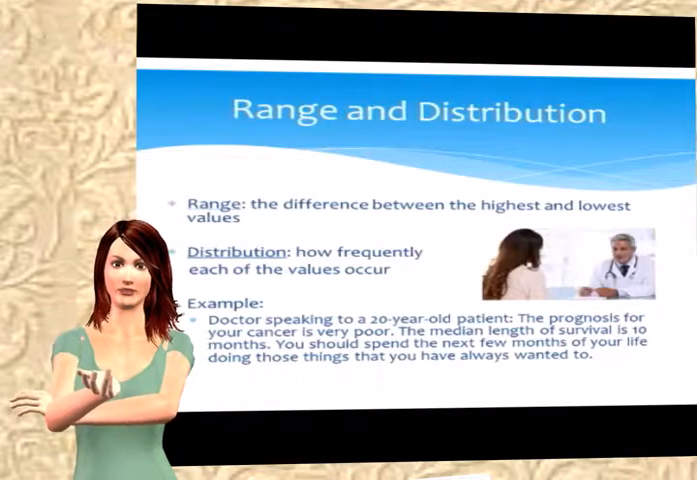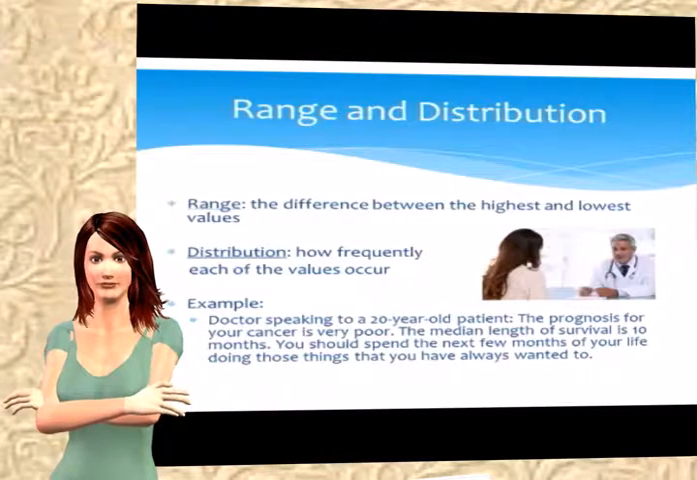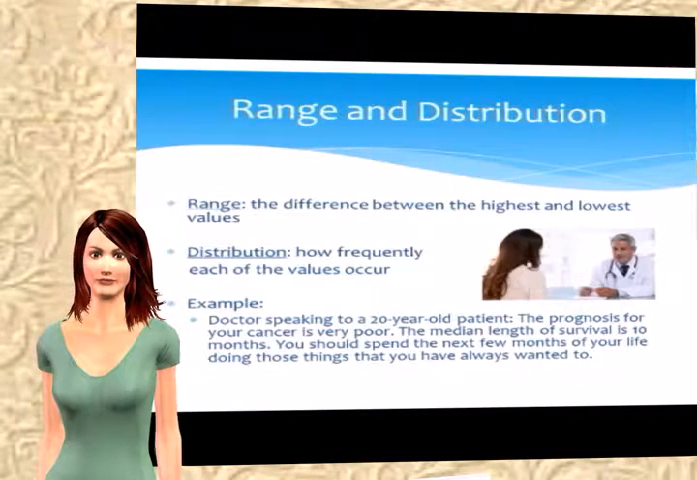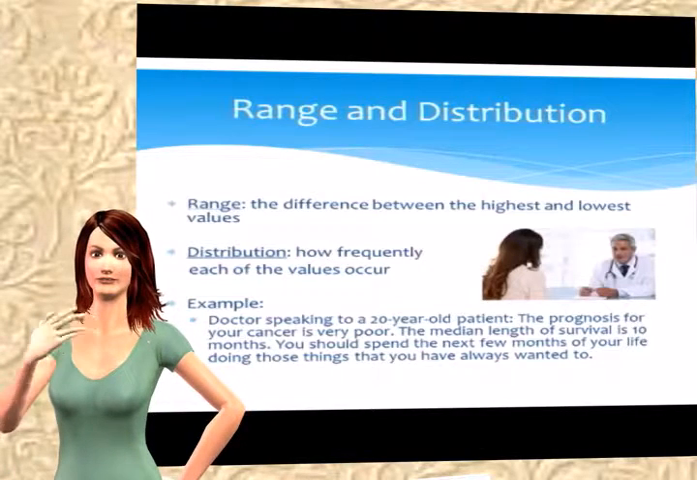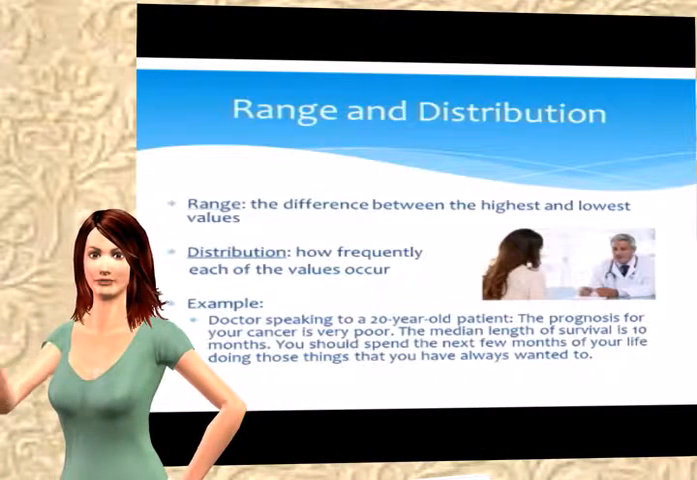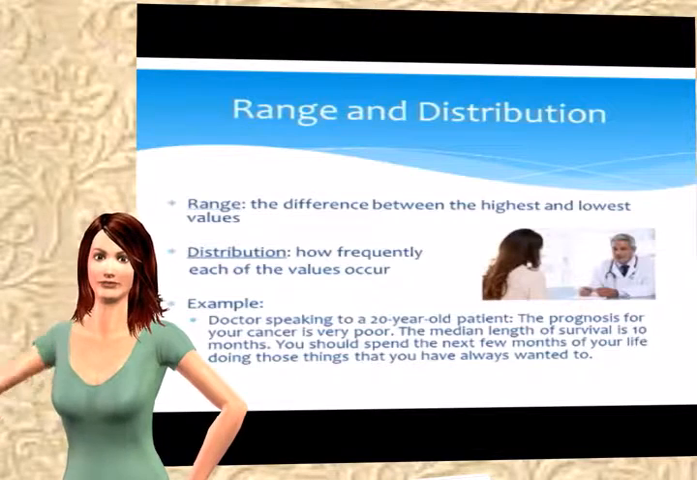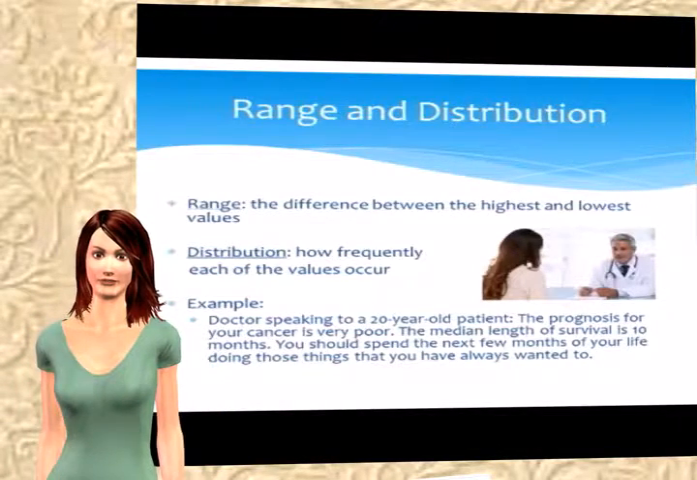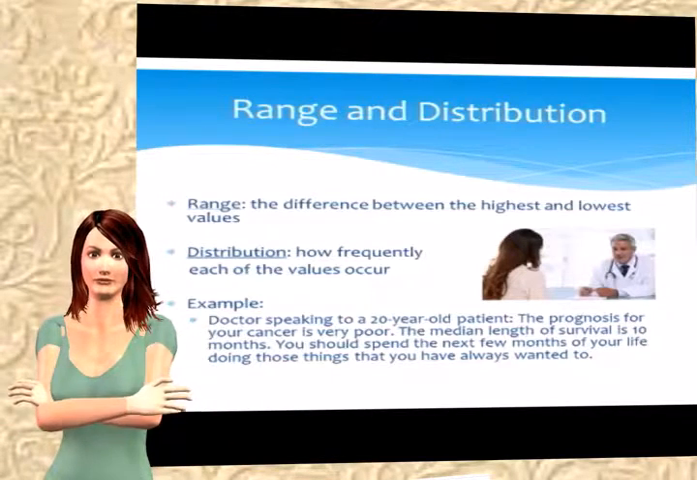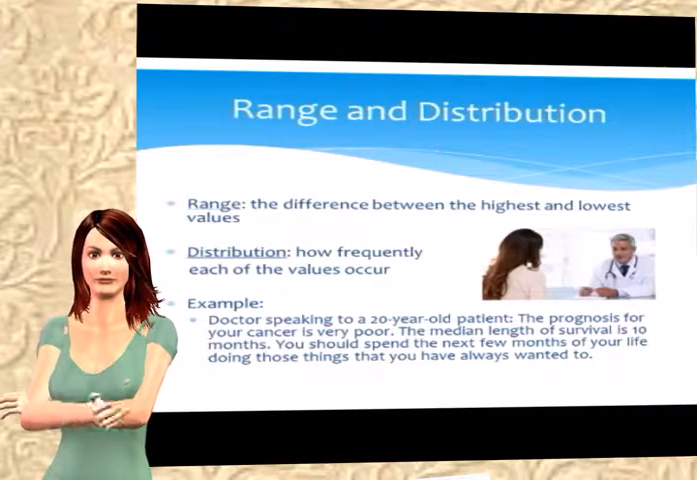We'd also want to know the distribution in this case. Is it more typical that people with this prognosis live to, say, a year after the diagnosis, or is it more typical for people to live 5 years and 10 years? This gives us a little bit more information about the full set of values that the average, in this case the median, is based on.